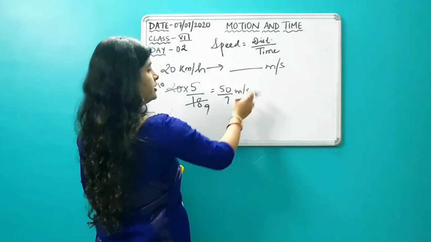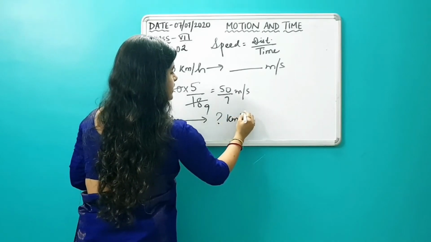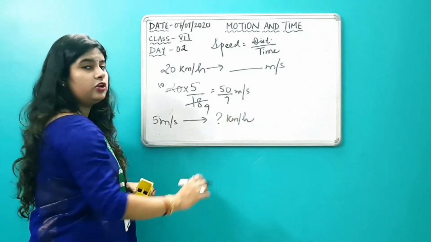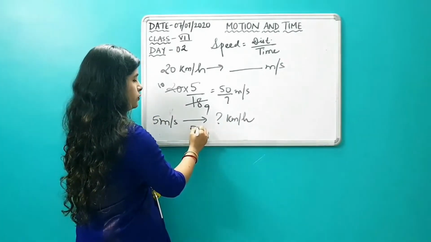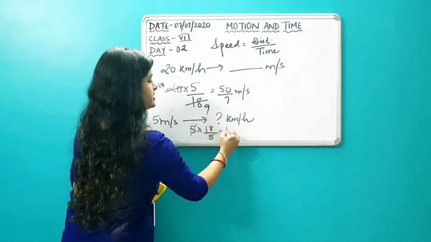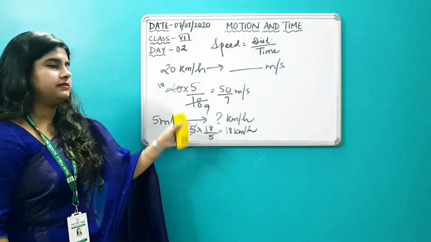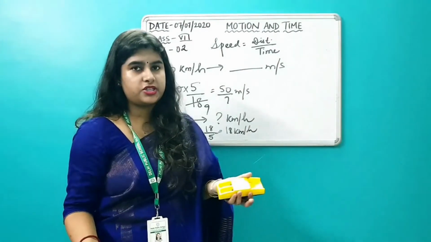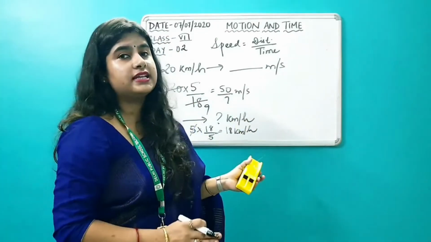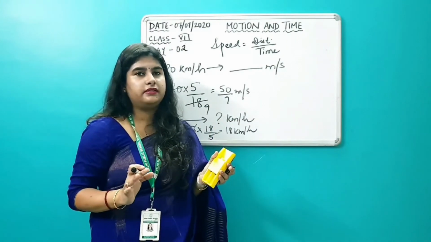Now if I want to convert meter per second to kilometer per hour, what should I do? Supposing I want to convert 5 meter per second to kilometer per hour, I can directly do 5 into 18 by 5. So my answer is 18 kilometer per hour. These are shortcuts. Supposing you get MCQ based questions, you can directly implement this and get your answer. It becomes easy. The long method I showed you was to make your concept clear.